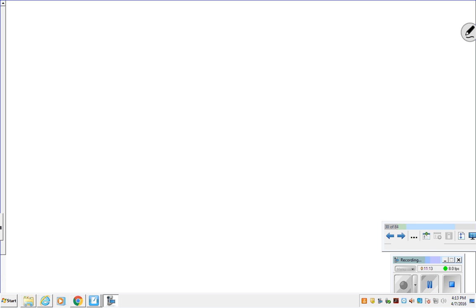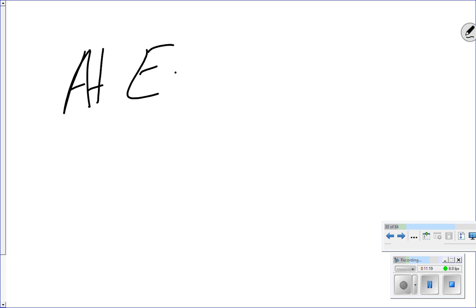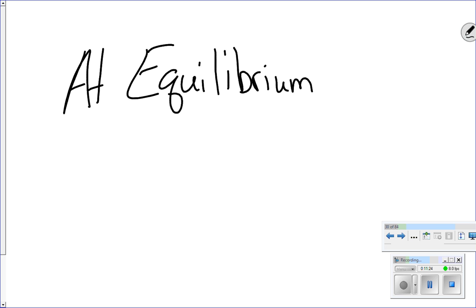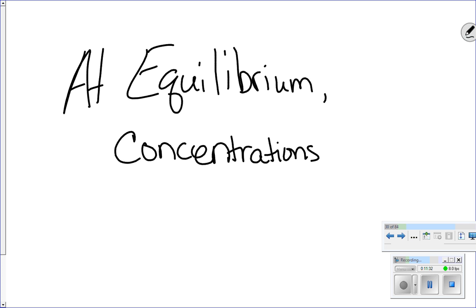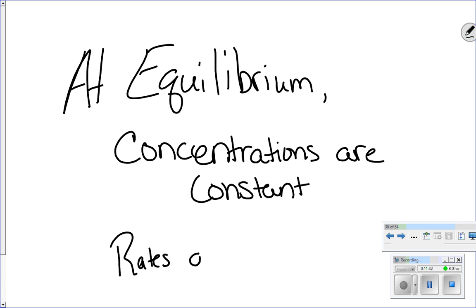What I like to leave you with as a little helpful saying is this. At equilibrium, concentrations are constant. Rates are equal.